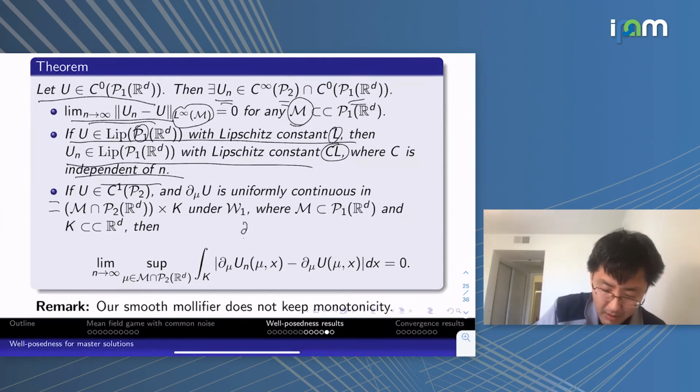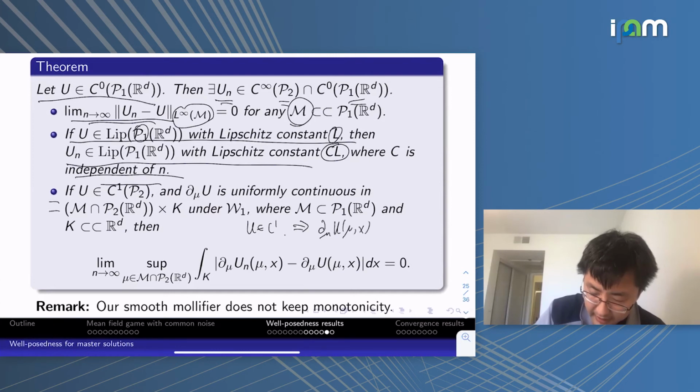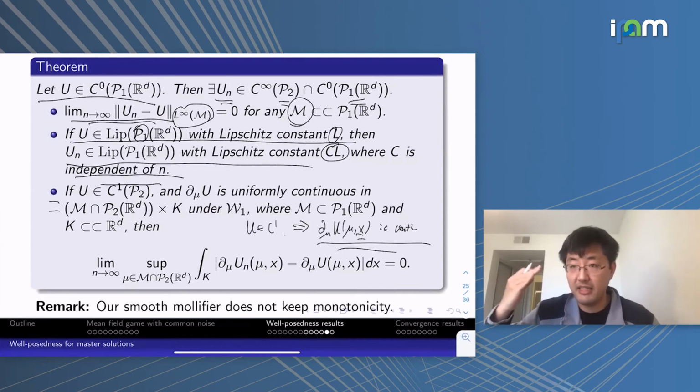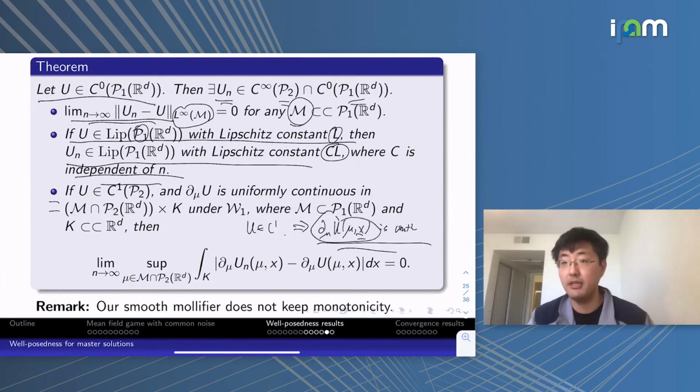Basically, we show that if U is C1, and U is C1 means that partial mu U(mu, x) is continuous. You might ask me that x only has a sense on the support of mu, so how can you say that it is continuous? What I mean is that we can find one selection of this which is continuous, because it does not have a meaning when x is not in the support of mu. We just need to find one selection which is continuous, and then that satisfies C1. This is our definition of C1 here.